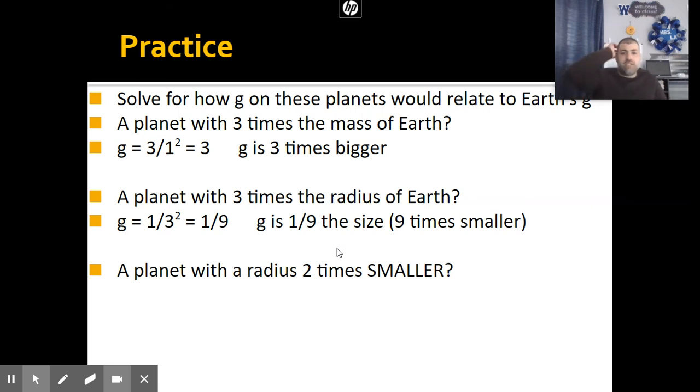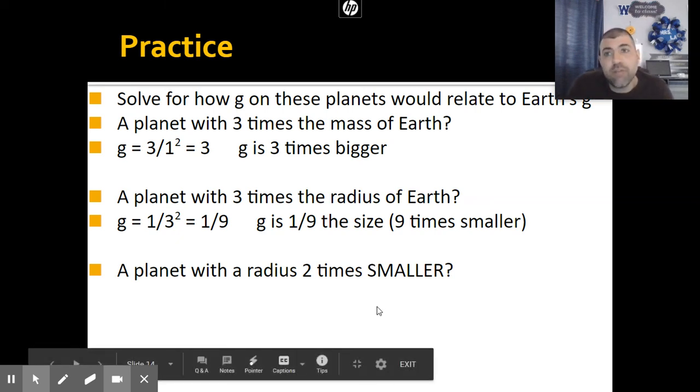A planet with a radius 2 times smaller. Be careful, 2 times smaller is saying plug in 1/2. Right, 2 times smaller is saying plug in 1/2 for the radius. Put it into the calculator. And when you put this in the calculator, guys, I recommend you type in 0.5. Don't try to type in 1/2. Type in 0.5, okay, for the radius. What's that going to be? The answer is 4 times bigger, because as the bottom gets smaller, the answer gets bigger.